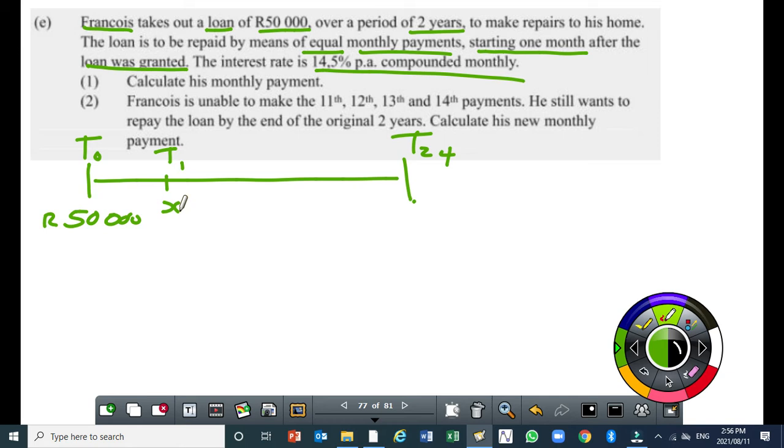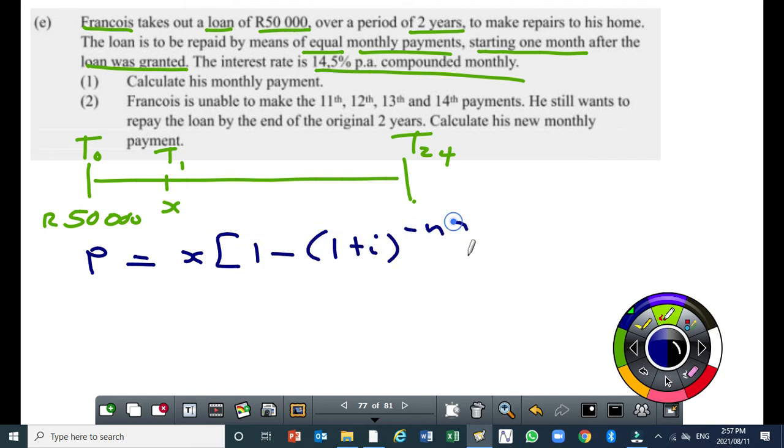How much is he going to pay every month to pay off the debt of 50,000 rand? Maybe this was like a personal loan, for example, or it can be an overdraft. Banks can give you an overdraft of that amount, which is also borrowing. So in this case, we want to calculate X, but we have to write our formula for present value annuity first. So it will be P equal to X times 1 minus 1 plus i raised to the power of minus n, all over i.